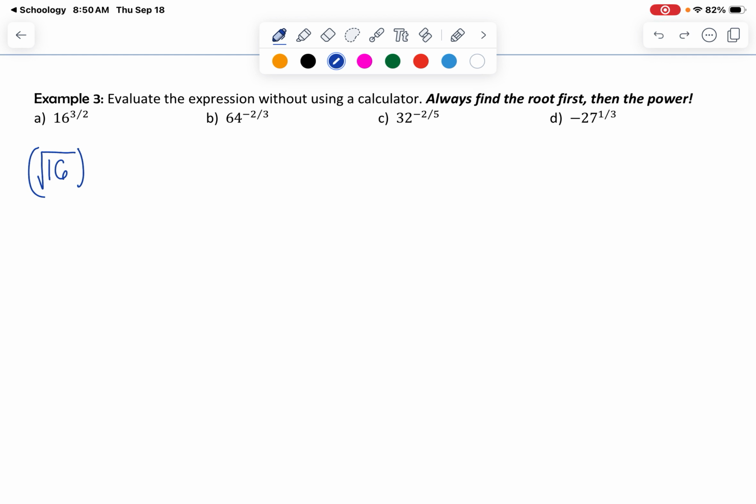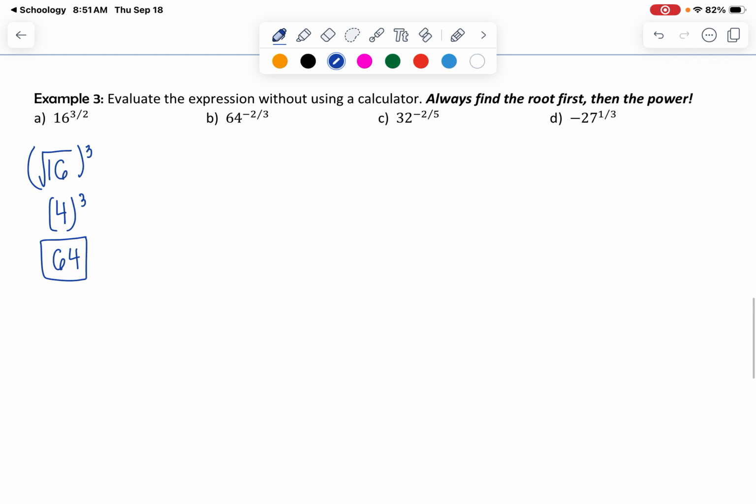But if I did 16 to the third power and then the square root, you might be saying, I don't know what 16 cubed is, I need a calculator. And then to square root that number, oh my goodness. So I would always do the root first. So do the square root of 16 and then cube that. Square root of 16 is 4. 4 cubed is 64. Boom, right? This is great, love it.